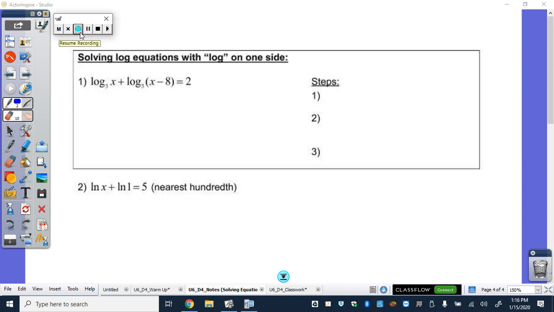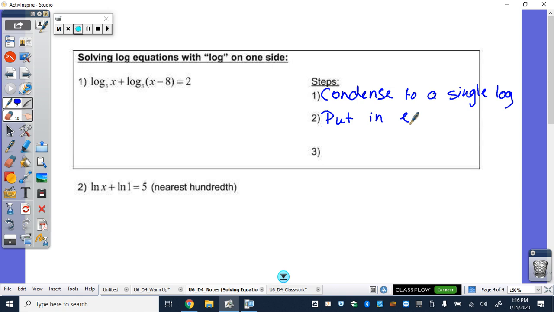So last kind, solving when you have log on one side. We've actually done some of these before. These ones are just a little bit more difficult. Same first step, still condensed to a single log. So you'll have log written once on one side, a number or letter on the other side. So then you would put it in exponential form. Since you have log written once, we would rewrite it in our other form, our exponential form. And then solve and check.